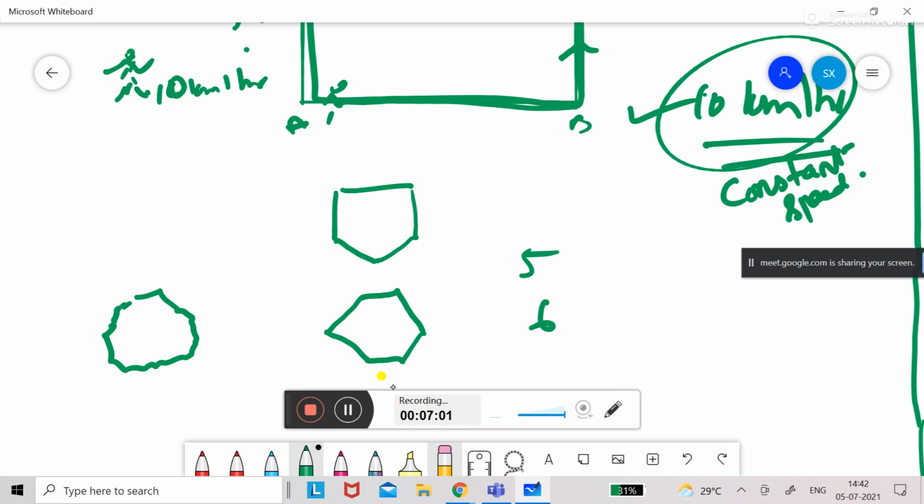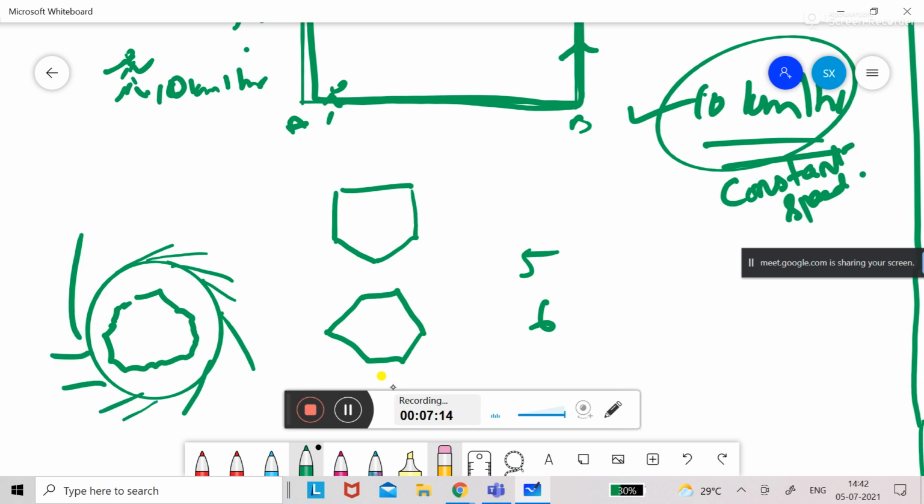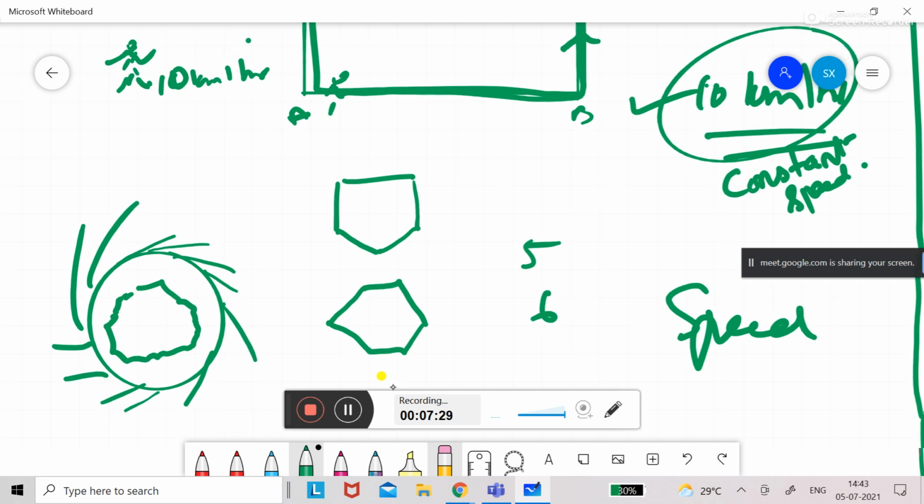Okay. So what is happening in a circle? At every point you will be changing the direction. Meaning it is accelerated. Velocity keeps on changing. Direction is changing, but speed is not changing. That is why we say circular motion is continuously accelerated. So what will you write for the definition of uniform circular motion?